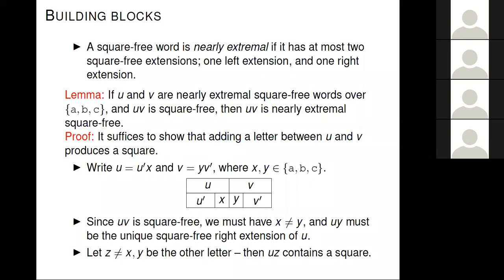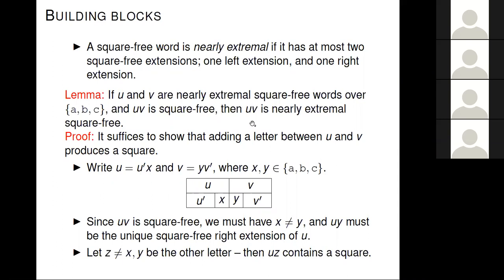And the nice property of these building blocks is that if you take two of these building blocks, U and V, over the binary alphabet, and when you put them together, you get a square-free word, then in fact, the result is nearly extremal square-free. And I mean, this is kind of a 1-minute exercise to do on your own, but I'll just walk you through it because it's a talk and stuff comes fast.